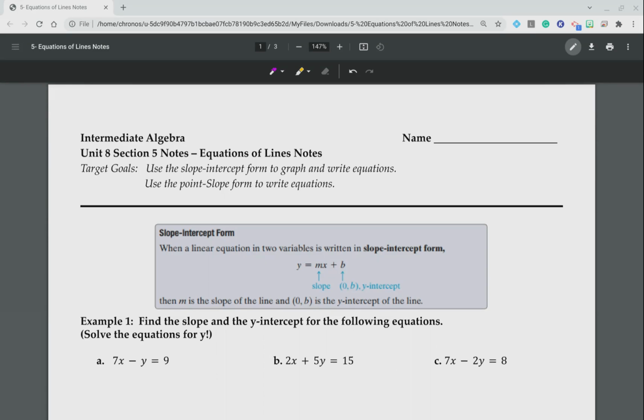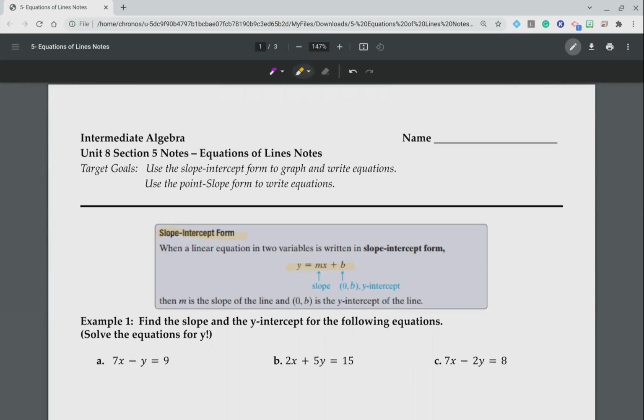Okay, now we've probably all heard of or seen slope-intercept before. y equals mx plus b. Okay, in this equation, m is your slope, so that's your rise over your run. And your b is your y-intercept. So remember, your y-intercept is where your graph hits the y-axis. Okay, so again, m is your slope.